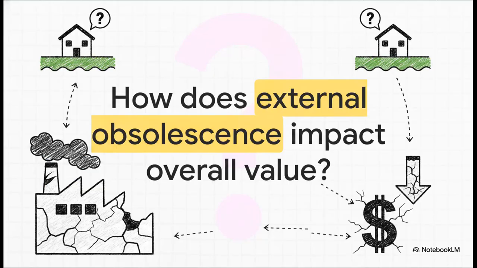To wrap up this explainer, I want to leave you with a provocative question to really test your grasp of these concepts. If land itself never depreciates, how might a sudden case of severe external obsolescence in the neighborhood uniquely impact the overall final value of a property? Think deeply about the relationship between the permanence of the land's value and those external depreciation factors existing entirely outside the property lines. Master the interplay between those elements, and you will be completely ready to conquer this section of the exam. Keep studying hard.